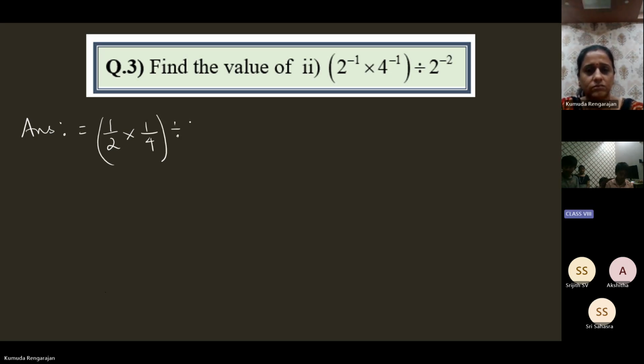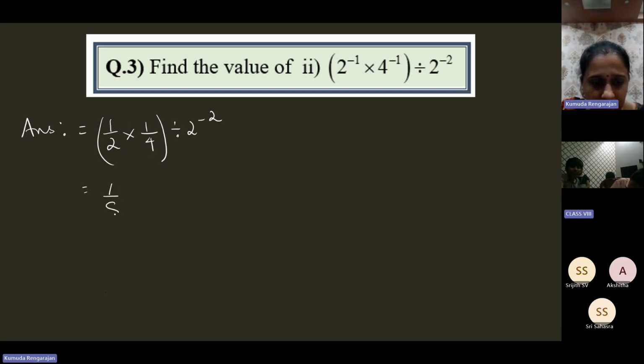Ma'am, LCM for this both is 4, ma'am. So LCM. Ma'am, multiplication. Sorry, ma'am. So 1 into 1, 1. 2 into 4, 8. Ma'am, 1 minute, ma'am. I'm going to finish, ma'am. Okay.